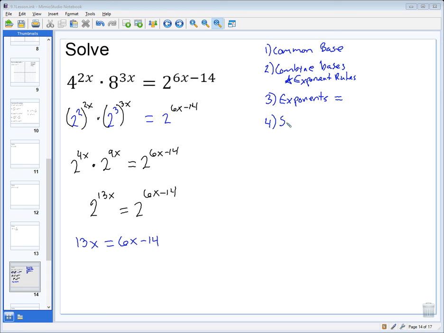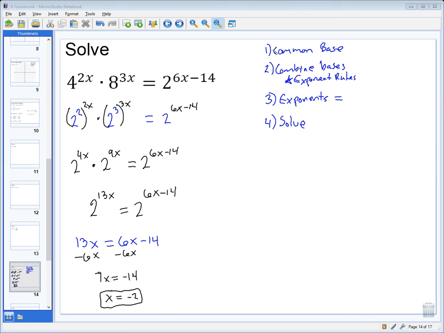Which in the last step, we are going to solve. So in this scenario, we would subtract the 6x from both sides. We get 7x equals negative 14. Dividing, we get x equals negative 2.